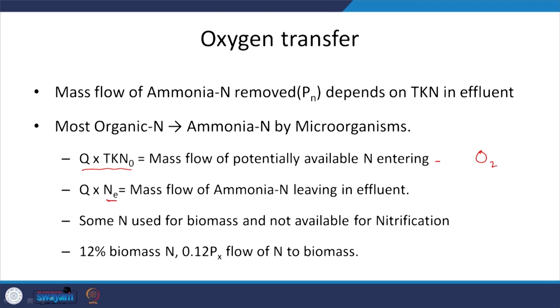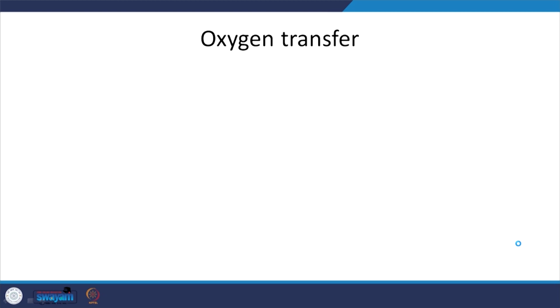And some of the nitrogen will not be degraded, it will leave the plant. So, this we need to subtract. This is going to add, positive, and this we need to subtract. And as we mentioned, some of the nitrogen will be used for biomass and is not going to be available for oxidation or nitrification. So, how much is it typically? It is 12% of biomass, that is the N. So, 0.12 times Px is the flow of nitrogen to biomass. Even this we have to deduct. So, now let us see what we have.